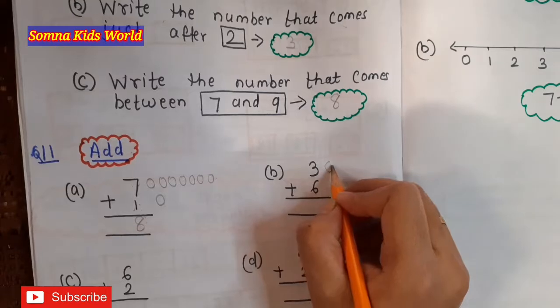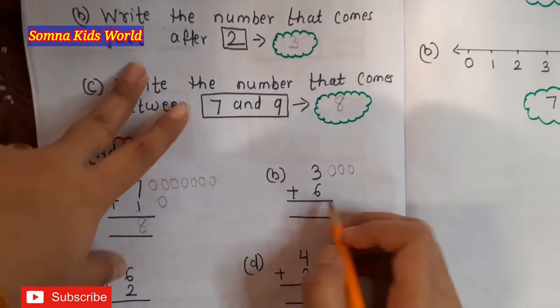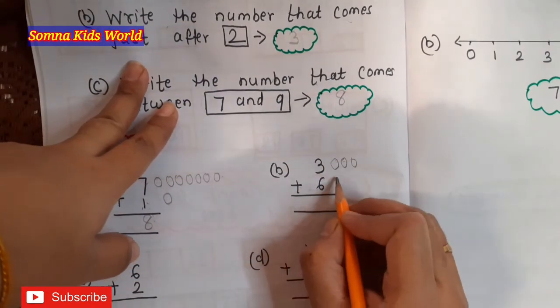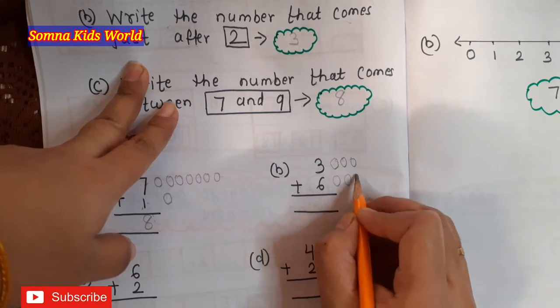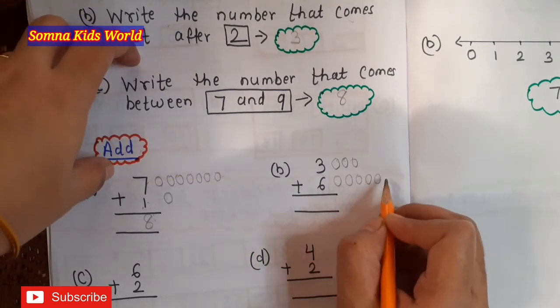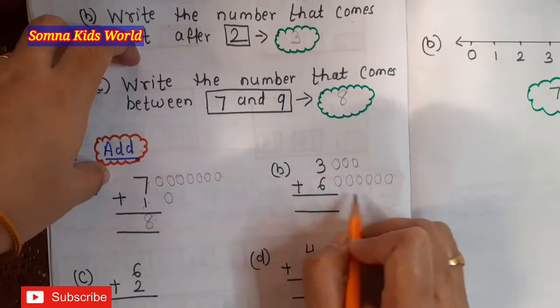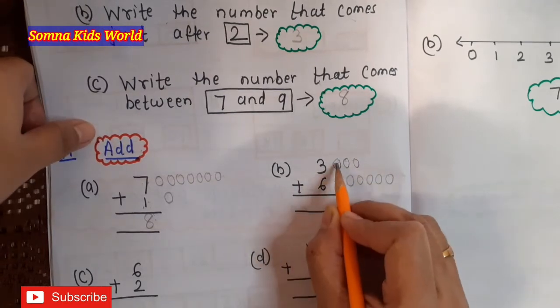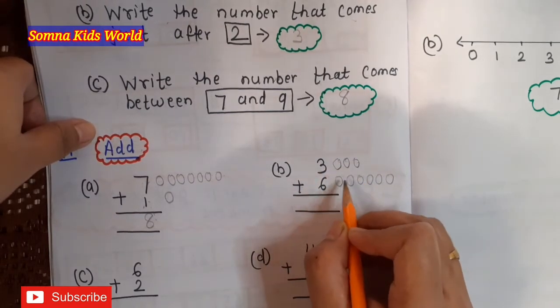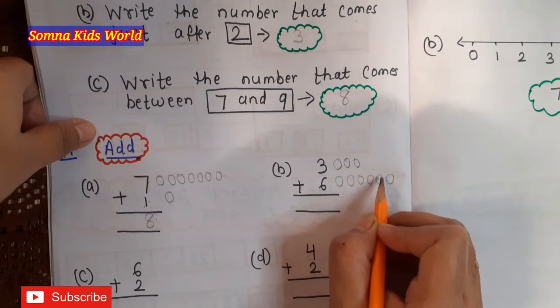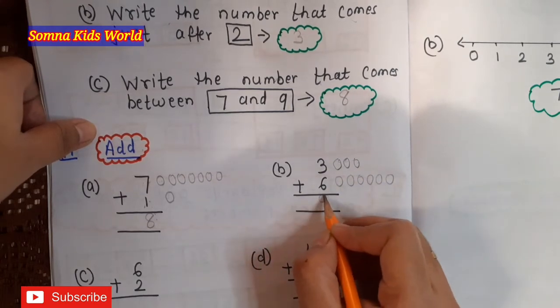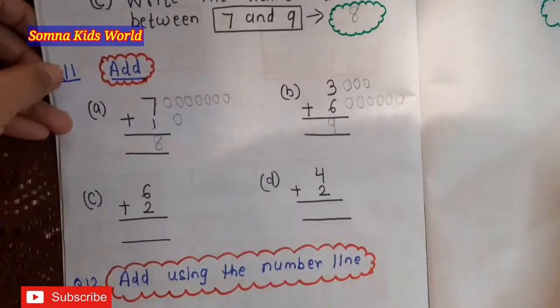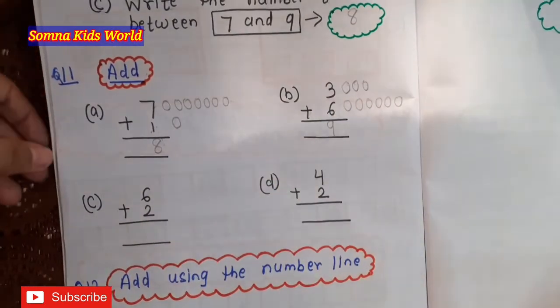Like this, 3 plus 6. So first they have to make 3 balls. Then after that they have to make 6 balls: 1, 2, 3, 4, 5, 6. Now they have to count total how many balls. 1, 2, 3, 4, 5, 6, 7, 8, 9. So the answer is 9. Like this they can do other addition too.